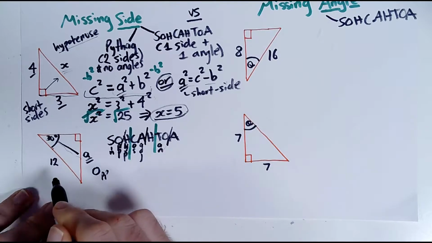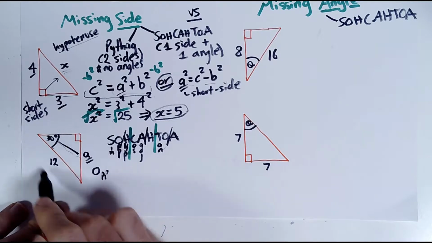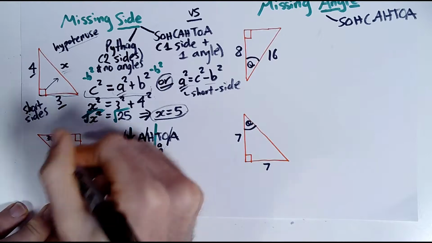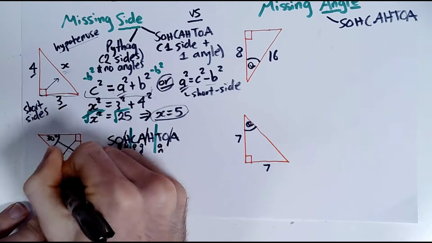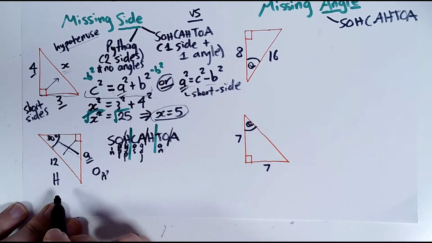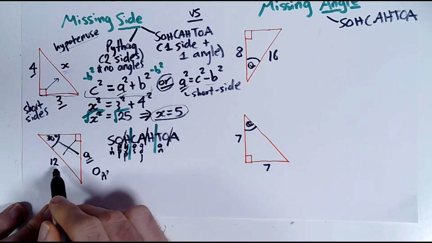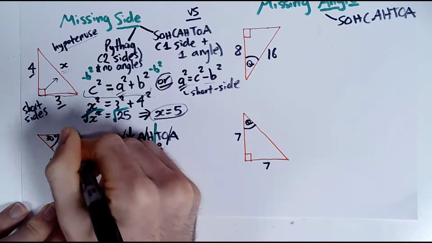And then the other piece of information you have, so we're just seeing what information we are given here, is we are given the hypotenuse. Okay, you're given the hypotenuse because look, the side here that you're given, 12, is directly opposite that right angle.